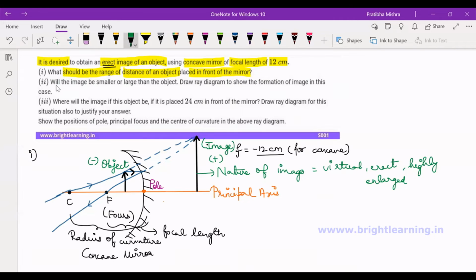Now they say, will the image size be smaller or larger than the object? So what can you write here? The image size is larger than the object. Okay, the image size is larger than the object. So we have also taken up question number 2 here itself. We have seen the range. It should be placed between focus and pole. The second question's answer was image size is enlarged.